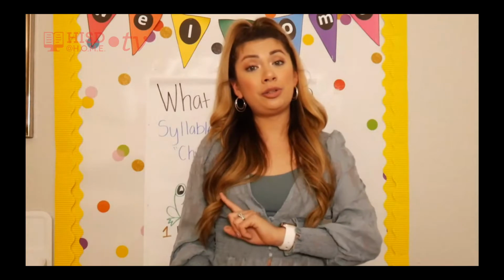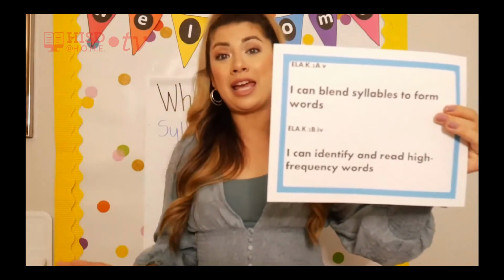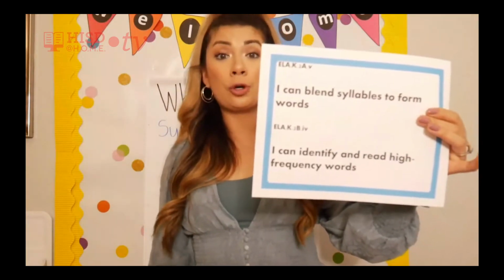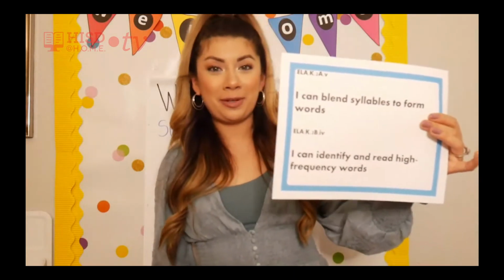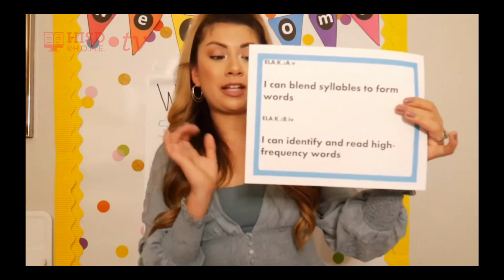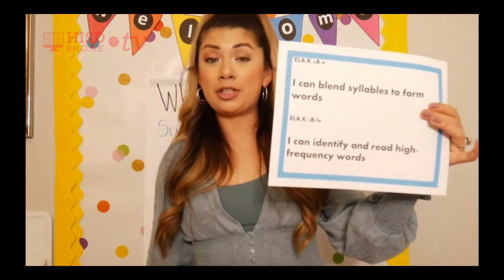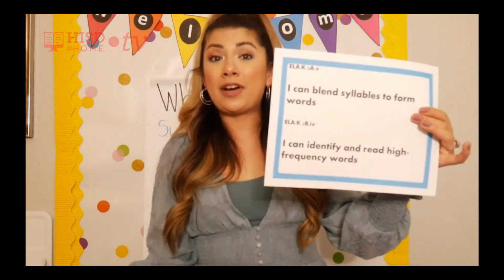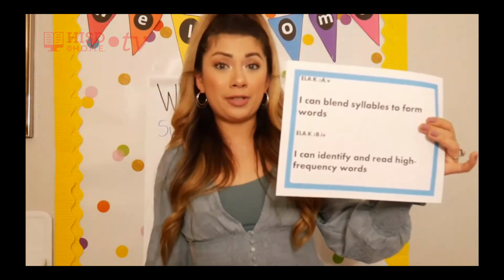But before we continue with the lesson, let's go over our objectives for today. We have two of them. Our two objectives are, I can blend syllables to form words. That means that you can blend syllables to make words. The second objective is, I can identify and read high frequency words. So, I can identify, that means I can find and read high frequency words.